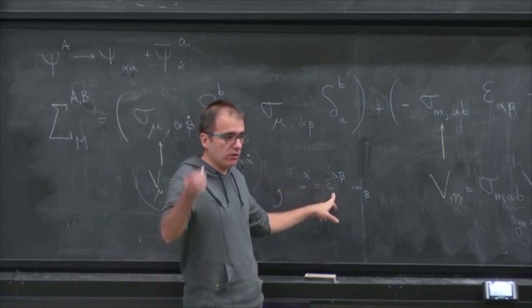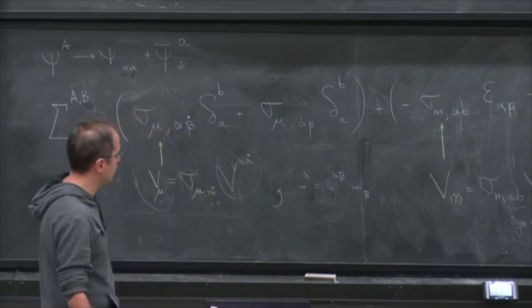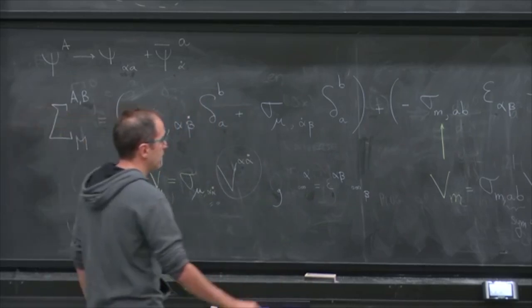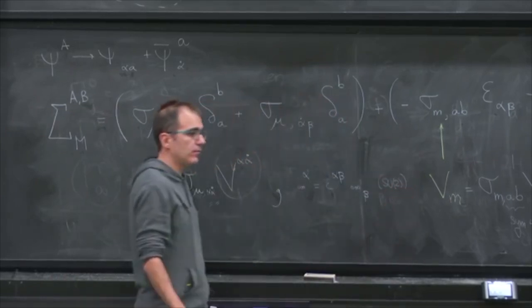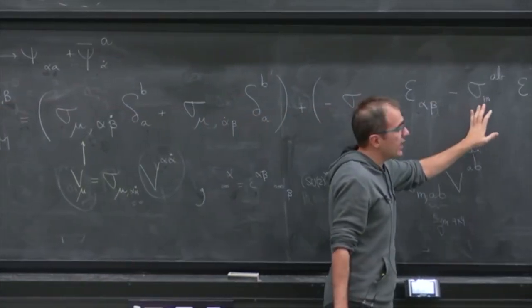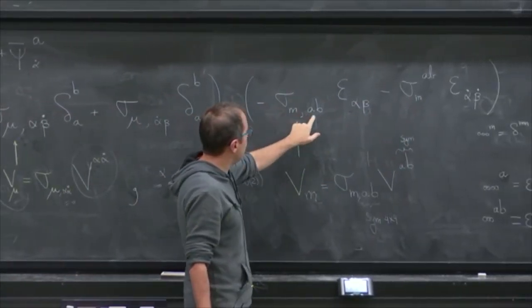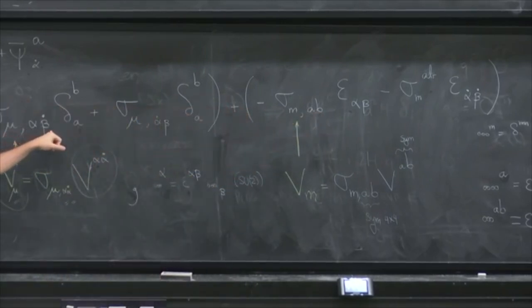So you can lower and raise with an epsilon symbol. So epsilon A up or down is just lowering or raising with an epsilon symbol for SU2, right? So that's what we do for SU2, right? Then we have here new objects that you have probably never encountered before. This sigma m AB is the counterpart in 6 dimensions of the sigma mu alpha beta dot.